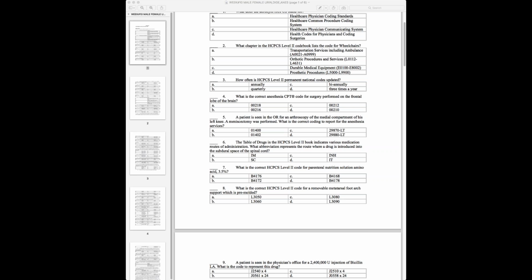Then you're directed to see your code range. They'll give you a code range, which would be L3040 through L3090. And then you would select L3050 as that code represents the removable metatarsal foot arch support. So number 8 is A.